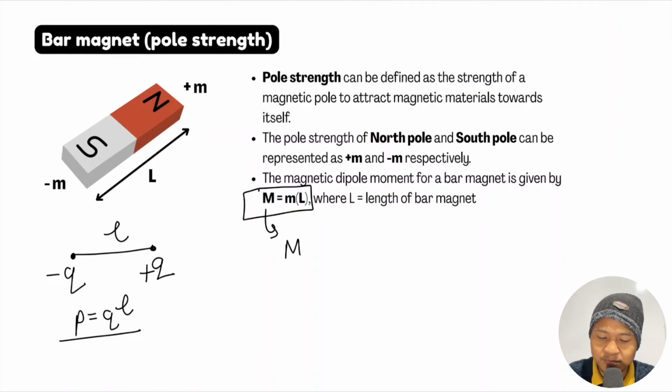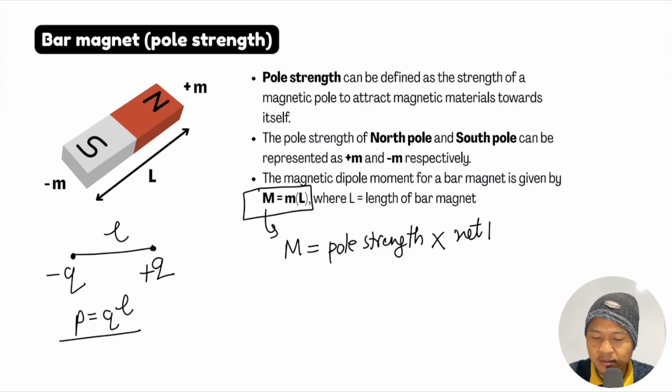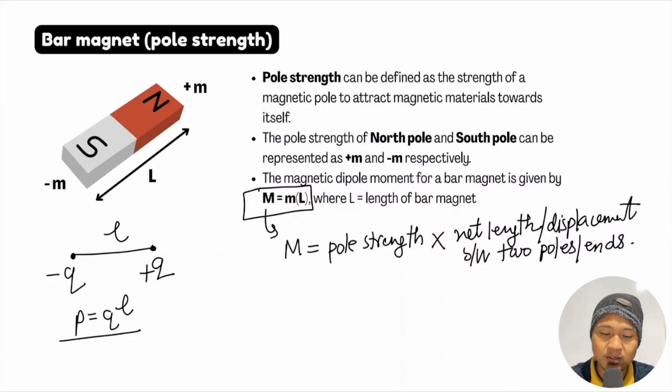So magnetic dipole moment is basically pole strength into the net length, the displacement between the two poles, the ends. Okay, net displacement between the two poles. So pole strength into net displacement between the two poles is the magnetic dipole moment.